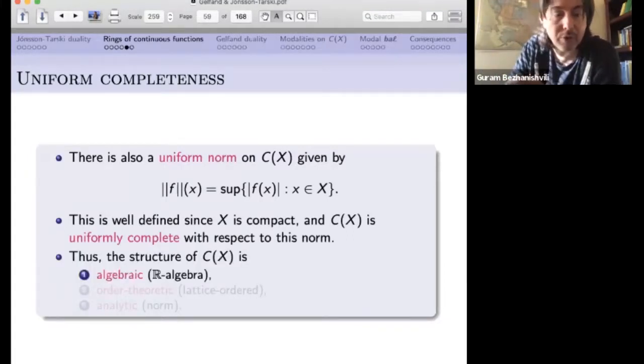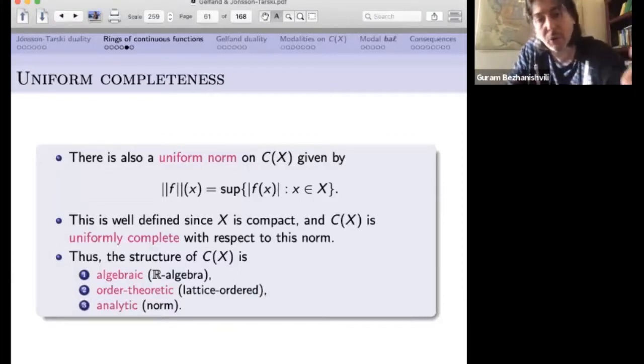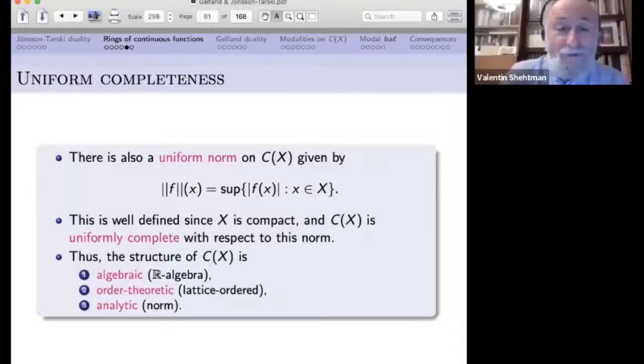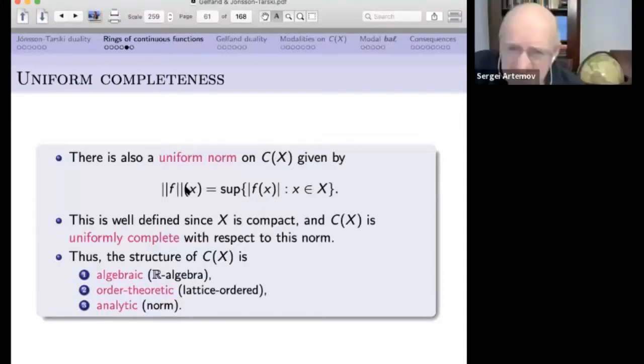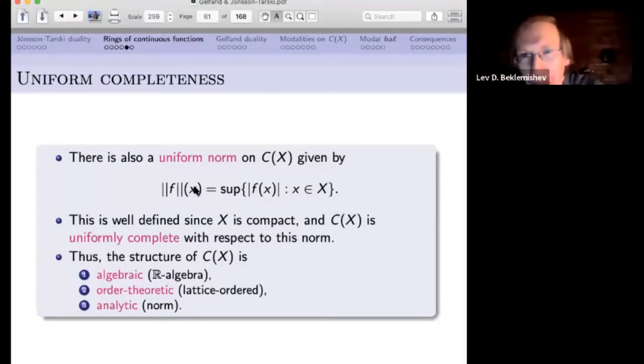And now we're finally getting to all the structure that we have on C of X. Sorry, perhaps X should not be on the left side of the equality. Which norm equality? The norm of f, just norm of f. Yes, there should be no X.